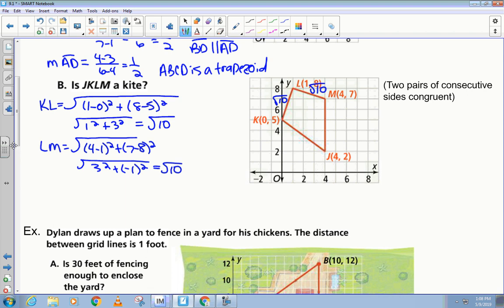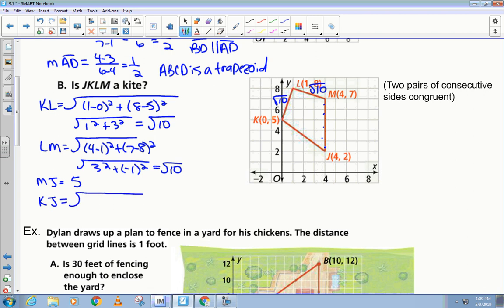Okay, so then we're going to do MJ. Let's see, what can we do with MJ? I'm not going to do extra work. What kind of line is that? Oh, it's a straight line on the graph. What can I do? Count it. 1, 2, 3, 4, 5. So MJ is 5. Then we want to do KJ.